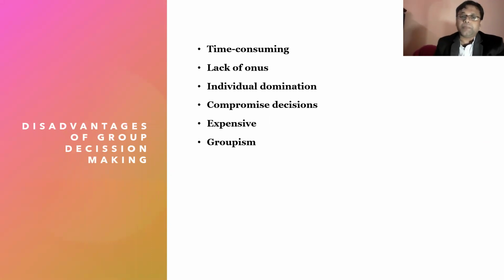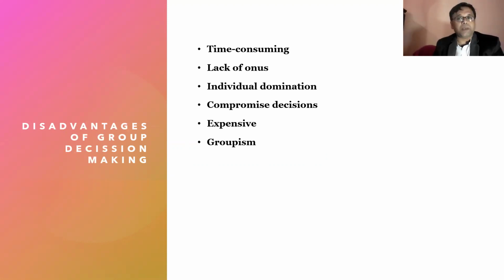Disadvantages of group decision making: it is time consuming. Of course, if there are 20 members or 30 members, and each of the 20 members on average gives 5 ideas, so there are 100 ideas. We need to listen to 100 ideas, then we have to analyze those 100 ideas, then we have to take a decision. So that's why it is time consuming.